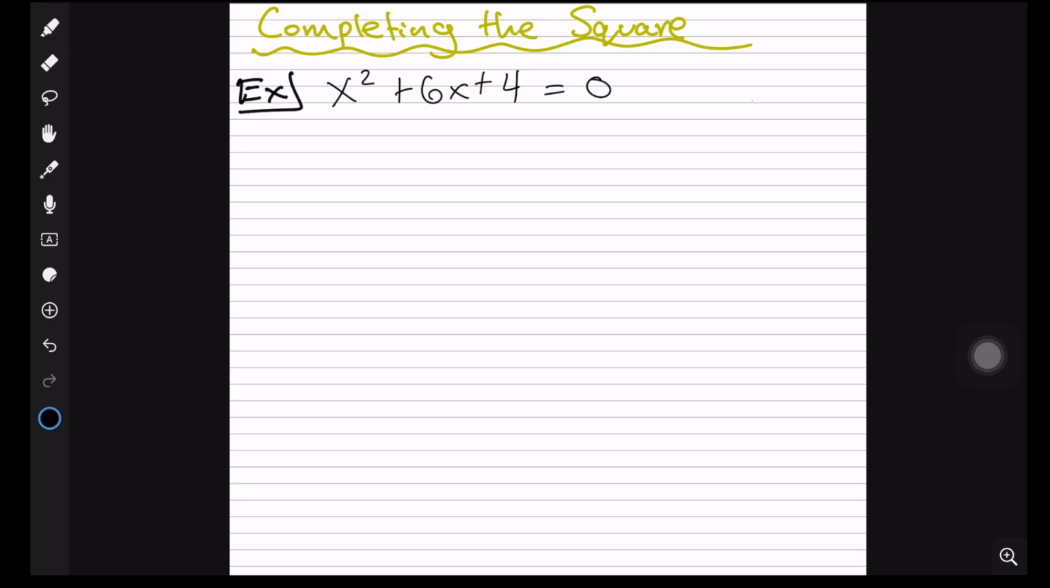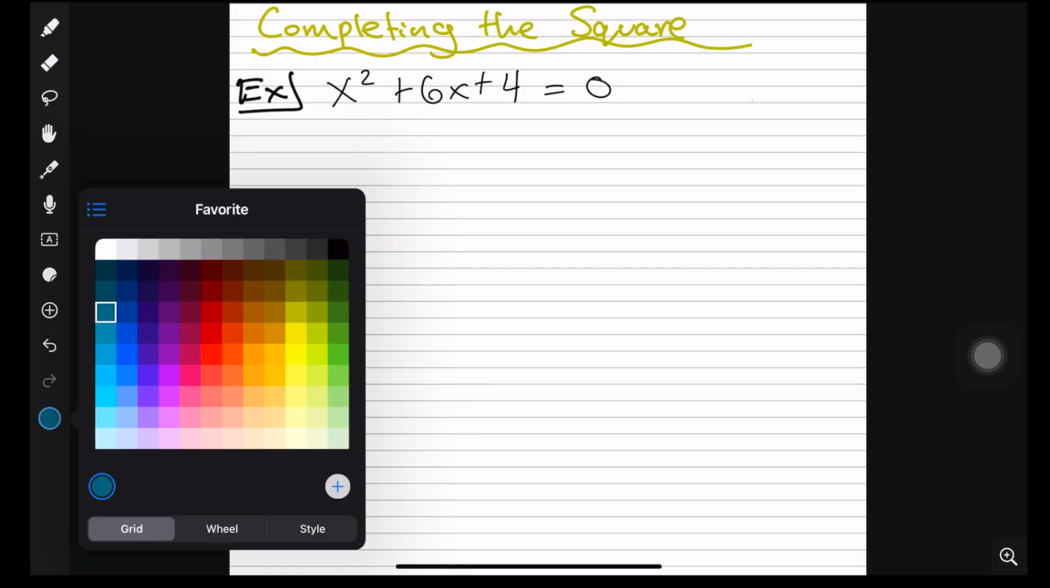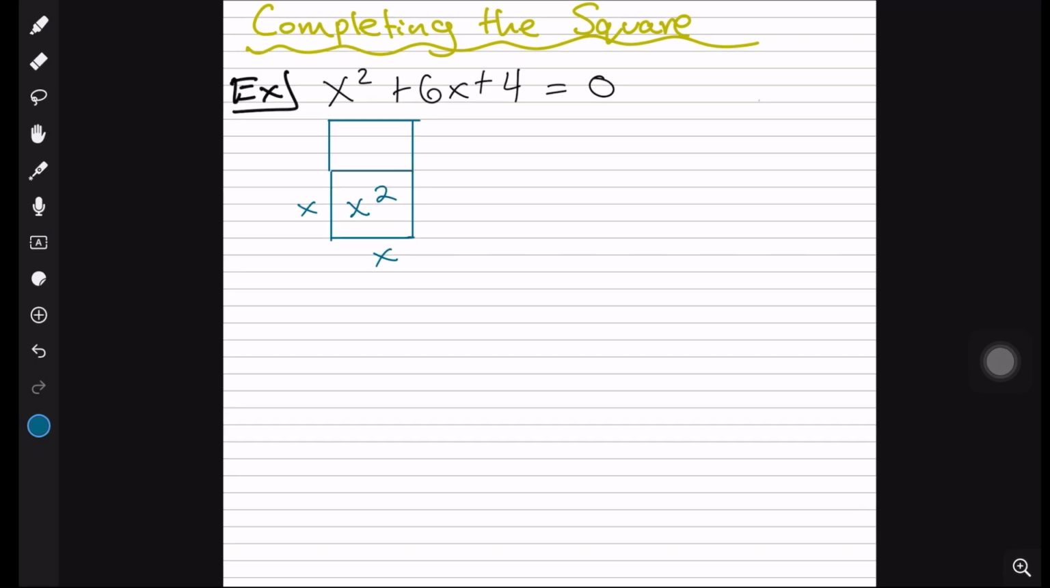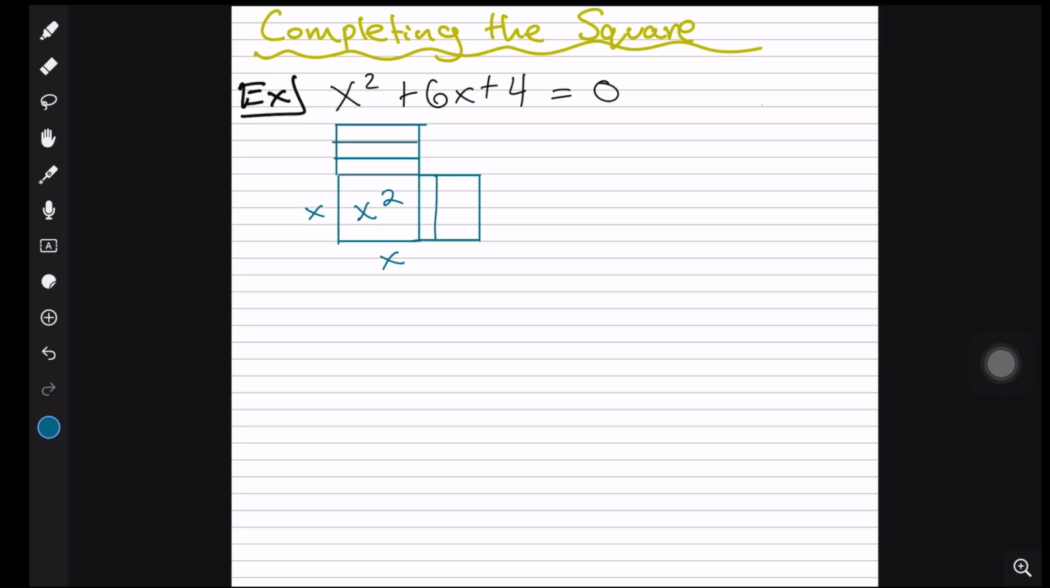So say you had this model, and say you had x times x. That square is going to be x squared, so the area of that square is going to be x squared. And now, because we have a 6x as our second term, let's do 3 x's on the top and 3 x's on the side. In total, that gives us 6 x's.